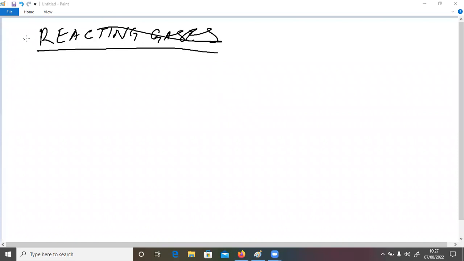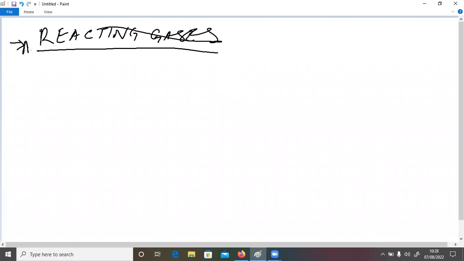Where are we coming from? This is today's topic, reacting volume of gases. But how did we get here? We have come quite a bit of the way, starting way back, I think, from lesson 1 to 4, to lesson 5 here.